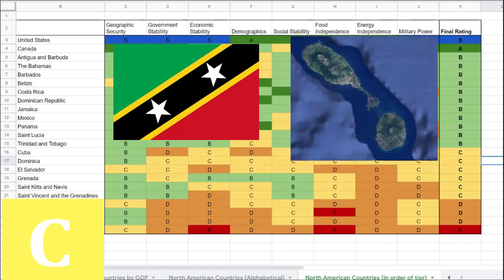St. Kitts and Nevis, another Caribbean island, actually technically 2 islands. Its geographic security is B for that reason, and its government stability is also B because it's a former British colony. Its economic stability is C, whereas most here, let me explain. There's a little story about this.